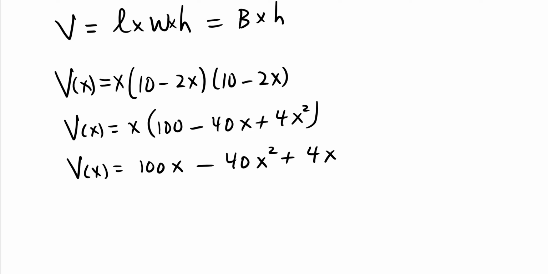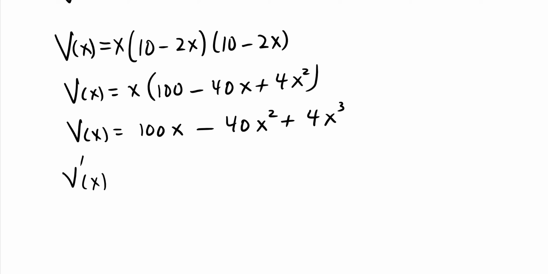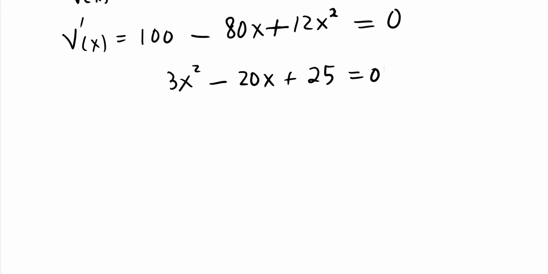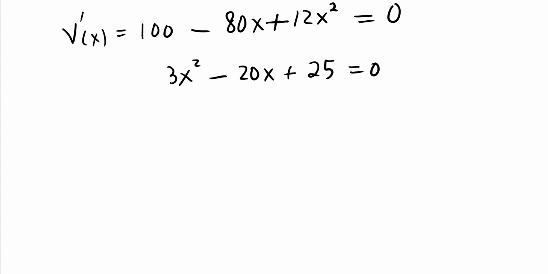Then V prime of x is 100 minus 80x plus 12x squared. Since I'm maximizing this, we need to find the derivative and set it equal to 0. Divide everything by 4 and rearrange it. So that becomes 3x squared minus 80 divided by 4, which is 20x, plus 100 divided by 4, which is 25. And now let's look at this equation here. Is this one factorable? Let's try it.